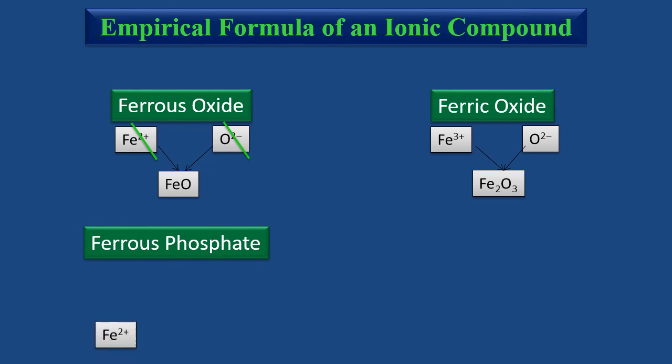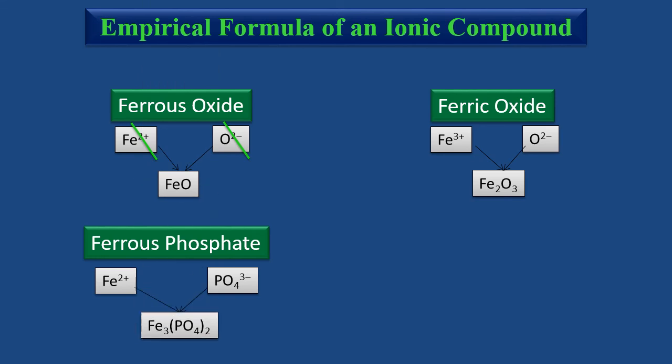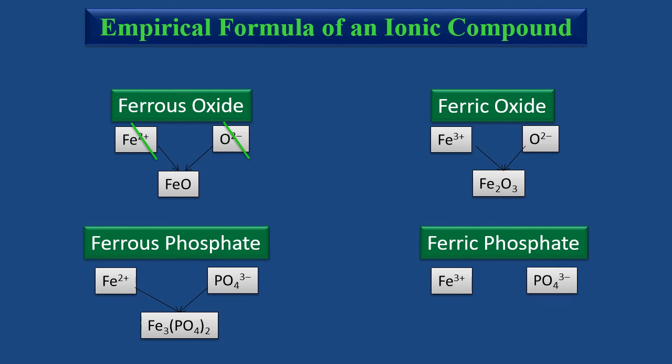Ferrous phosphate. Ferrous ion is Fe2+, phosphate is PO4 3-. Now we cross their valencies and write 3 in the subscript of Fe, and PO4 becomes twice. Ferric phosphate. Now Fe3+ is ferric and phosphate has a valency of 3 negative, which are same, so they cancel out each other, and the formula is FePO4. I hope you understand.